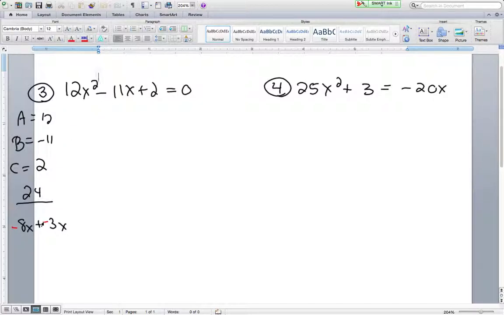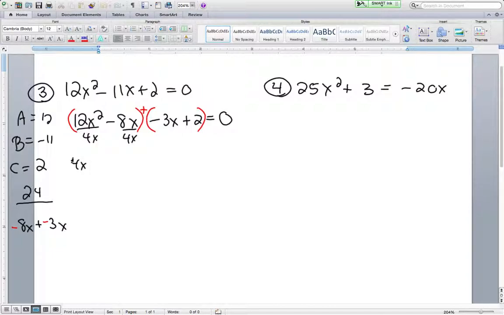Like that. Yeah. And so I'm going to rewrite this as 12x squared minus 8x minus 3x, that plus is unnecessary there, plus 2. That equals 0. Now it's time to group. Okay, gonna group. Put a plus in there. And then I'm going to factor out a 4x.